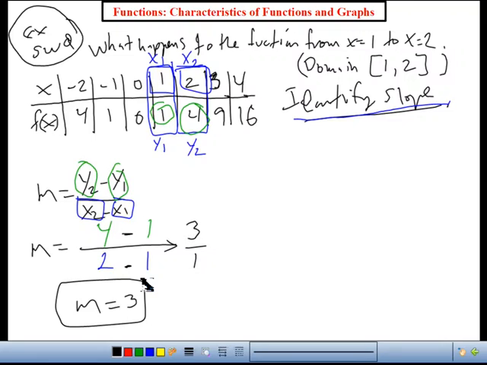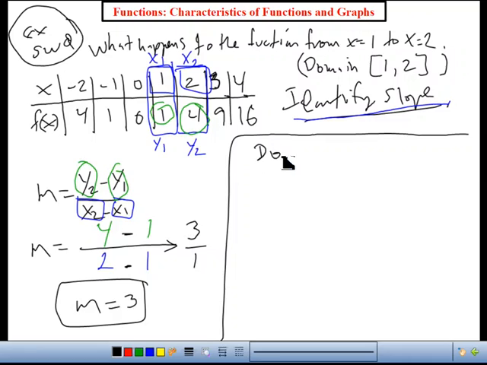So for right now, by looking at it, in regards to what's happening from that domain, we're just identifying the slope without the graph. Do we know how to do that? Yes, Mr. Q. All right, so what I want you to do is find me the slope for the domain from -2 to 3.